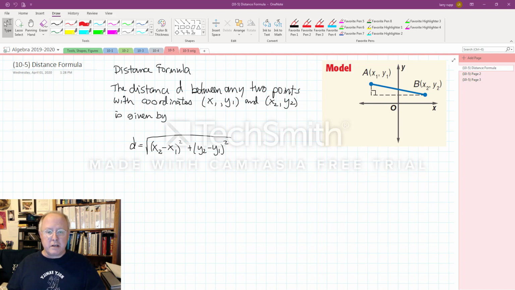So the distance d between any two points, say A and B, that have coordinates x1, y1, and x2, y2, is given by this formula here. d is equal to the square root of (x2 minus x1) quantity squared plus (y2 minus y1) quantity squared.